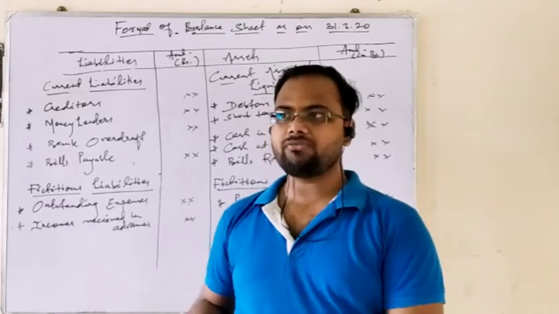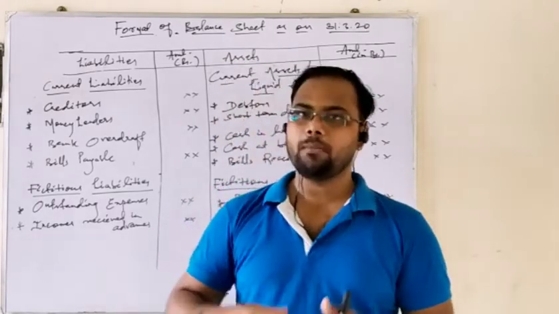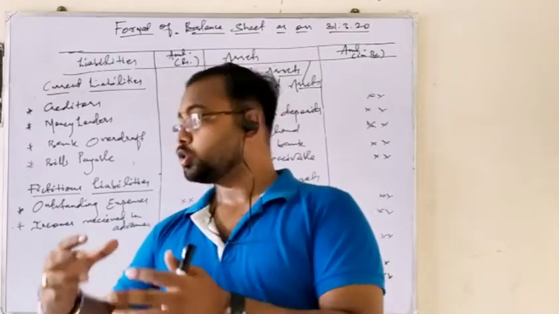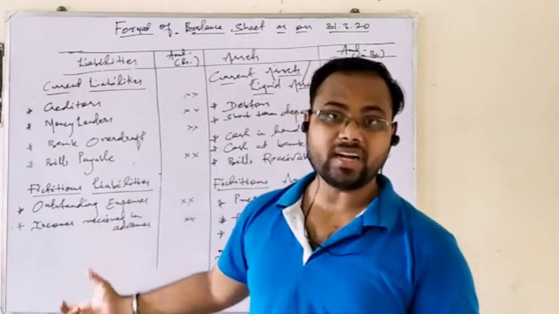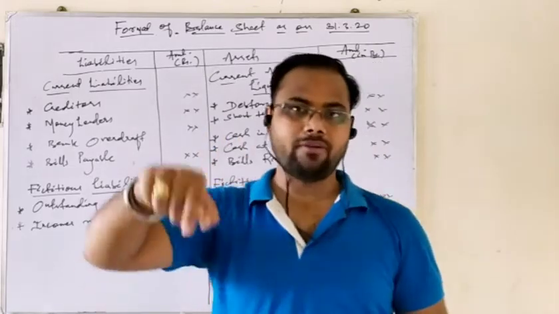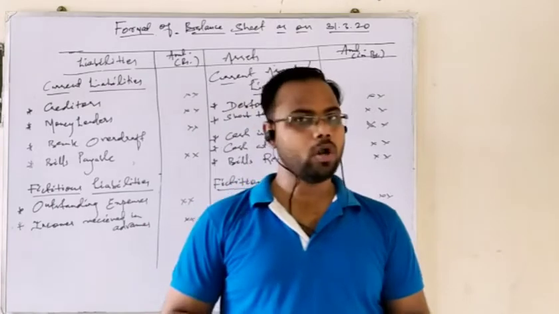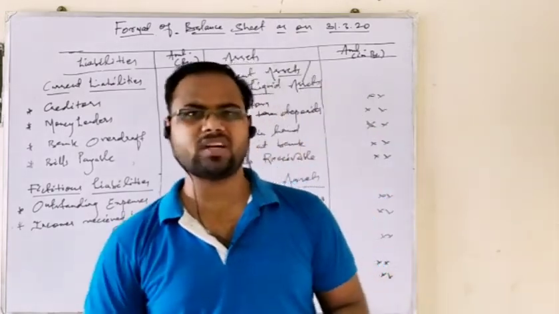When we will be discussing the final account problems, I shall tell you about these contingent liabilities in detail. But these contingent liabilities are not shown in the financial statement, that means the balance sheet on the liability side. They are shown by way of deduction from the respective asset. How? I will tell you when we will be discussing the final account problems.